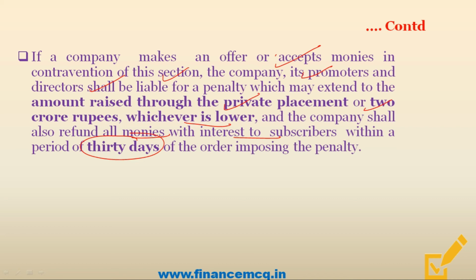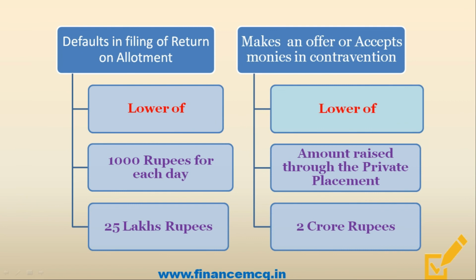So friends, if we could summarize these penal provisions, the first one was default in filing of return of allotment within 15 days with the registrar. So friends, here the penal provision would be 1000 rupees for each day or 25 lakh rupees, whichever is lower. And friends, if the company makes an offer or accepts monies in contravention with the provisions of this section, the penal provision would be the amount raised through the private placement or 2 crore rupees, whichever is lower. So friends, with this we finished the provisions related to the allotment of securities by private placement.